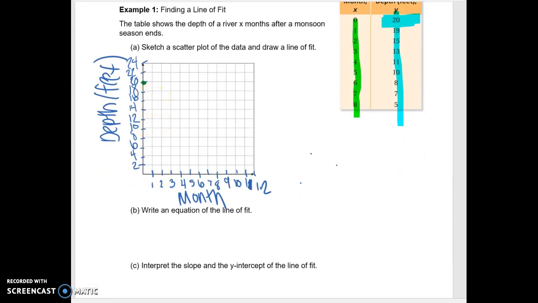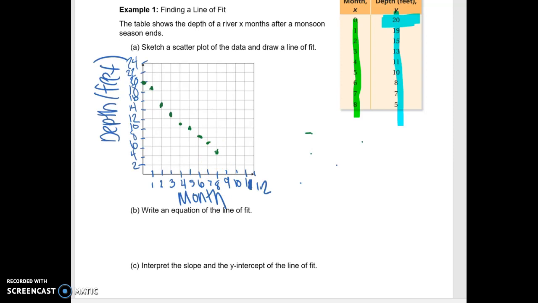1, 19, 2, 15, 3, 13, 4, 11, 5, 10, 6, 8, 7, 7, and then 8, 5.